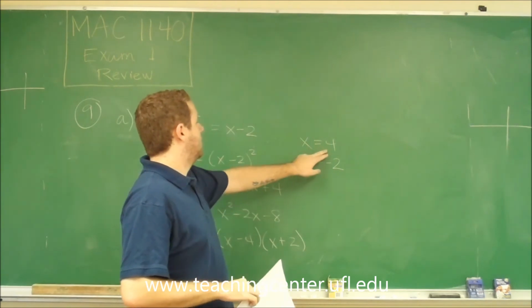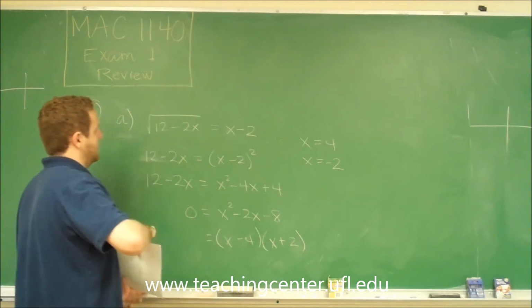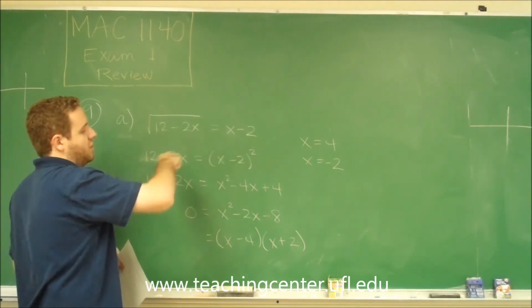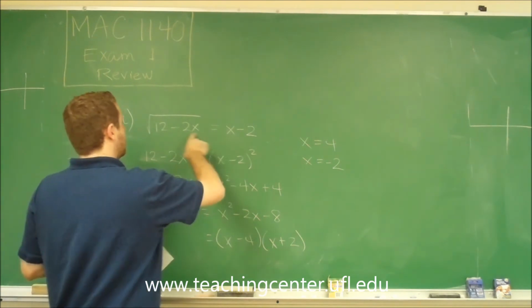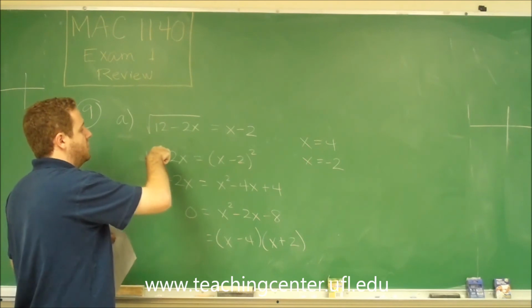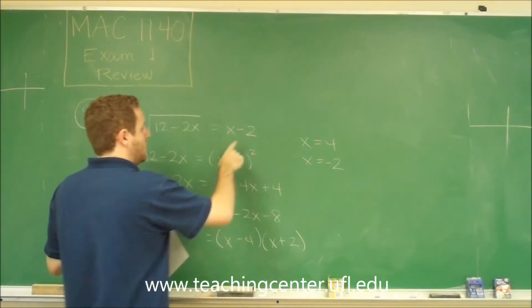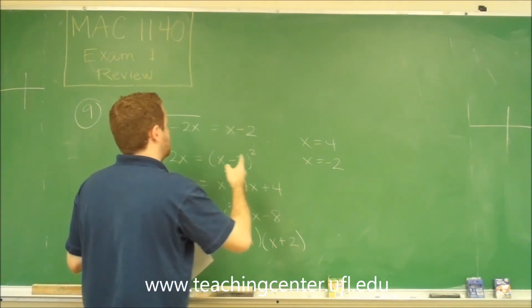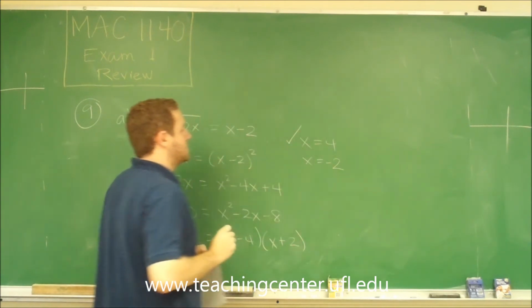So let's check first with 4, see if we get the right answer. Well, we can just try in our original equation here. 4 times 2 is 8, 12 minus 8 is 4, the square root of 4 is 2, and if we plug it in here, 4 minus 2 is 2. Okay, so this one works.